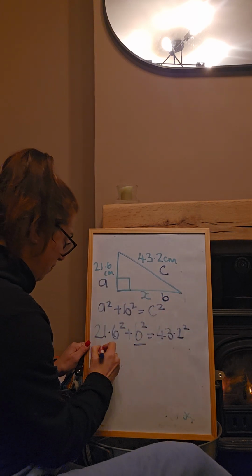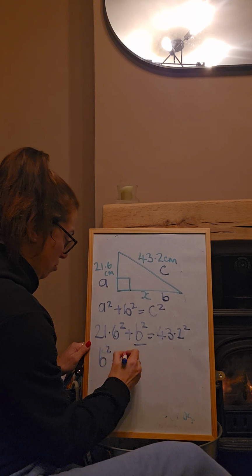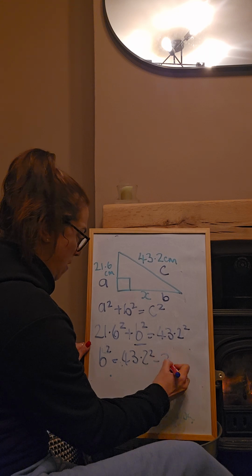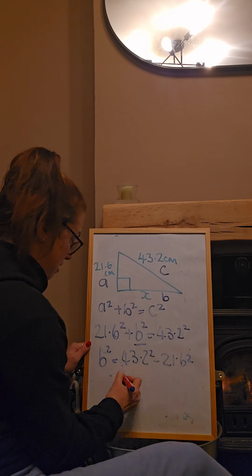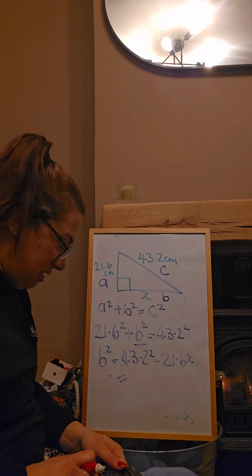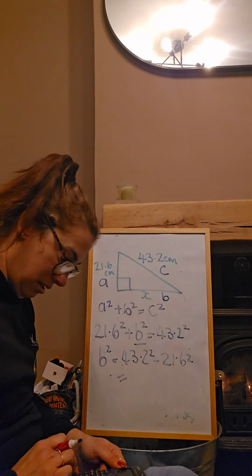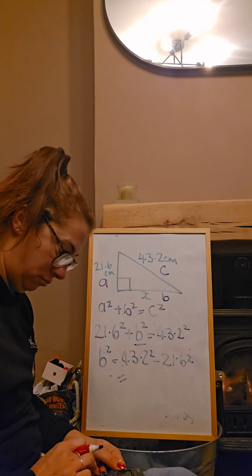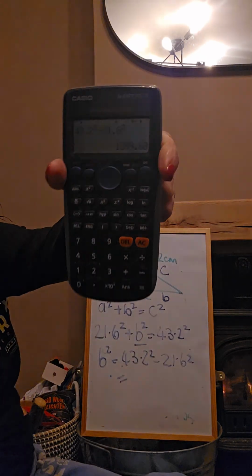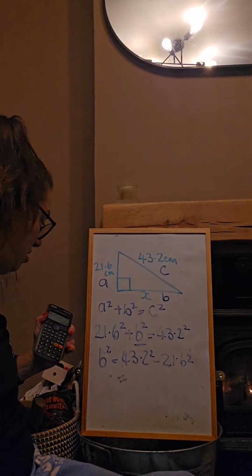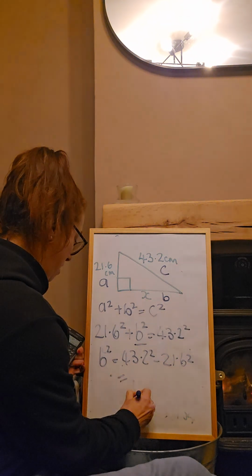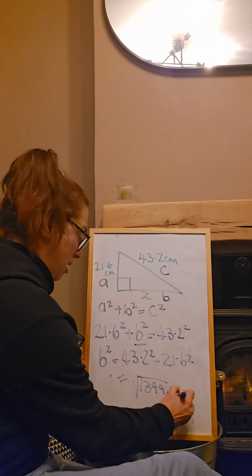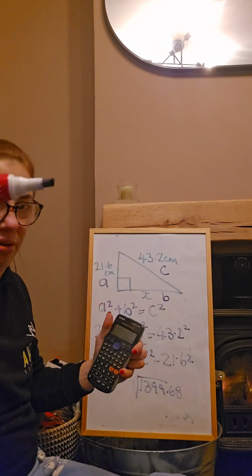Okay, so we end up B squared equals 43.2 squared, take away 21.6 squared. Use the calculator, because I won't be doing this one in my head. Should look something like this on your calculator. And then we're going to square root that answer. So 1399.68. Apologies about the writing as well. Dodgy pen on the end.